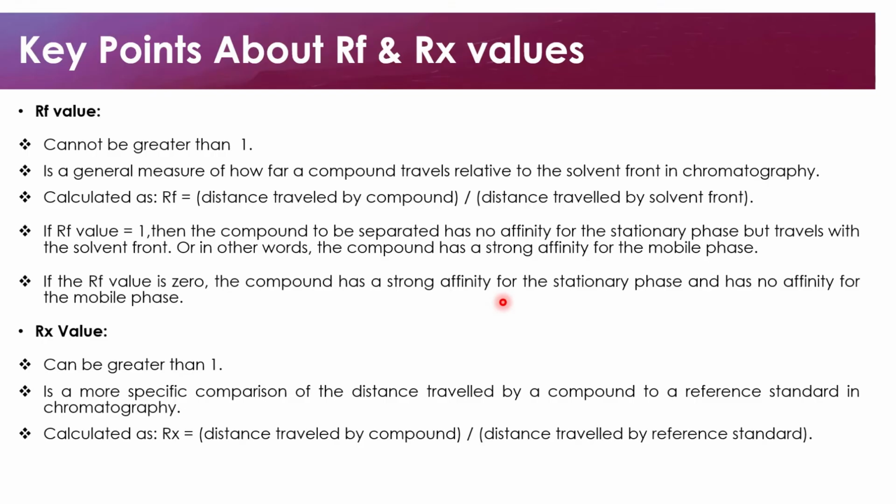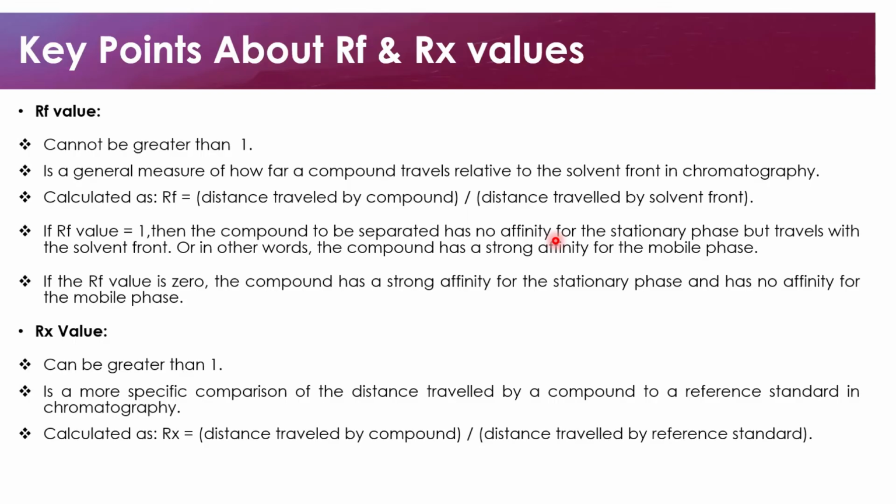And if the RF value is 1, then it means that the compound to be separated has no affinity for the stationary phase, but travels with the solvent front. Or in other words, the compound has a strong affinity for the mobile phase. And if the RF value is 0, then it means that the compound has a strong affinity for the stationary phase and has no affinity for the mobile phase.